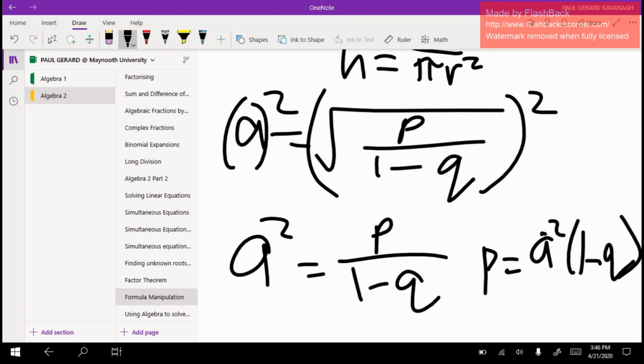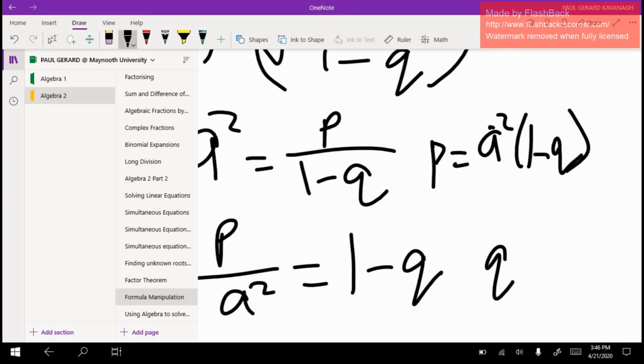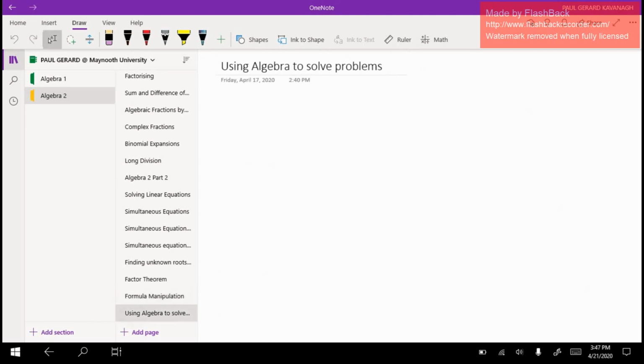So we're going to have here p equals a squared times (1 minus q). What we are going to do is say p all over a squared is equal to 1 minus q. I don't need the bracket anymore. And so q will be p over a squared plus, because you would have p over a squared minus 1 is minus q. So now you're going to have q is equal to 1 minus p over a squared. So that's basically how you do formula manipulation.